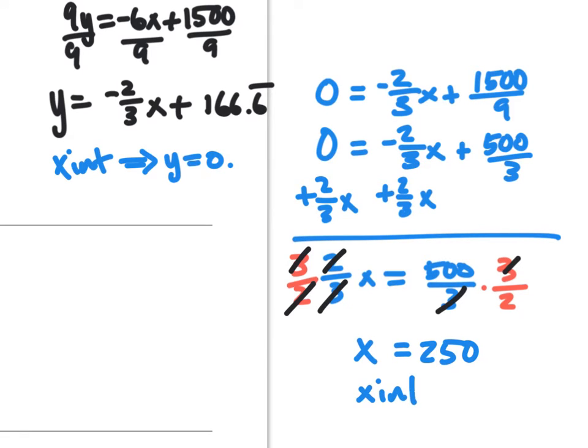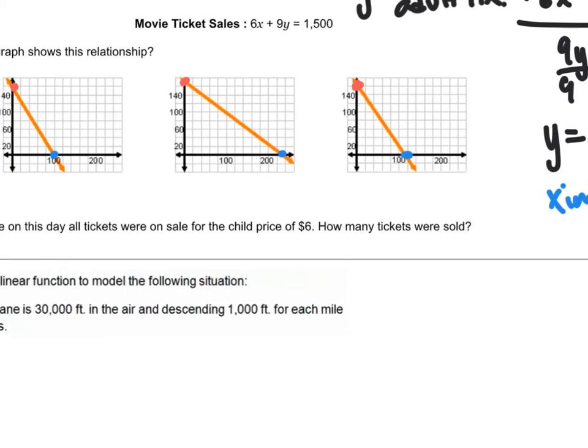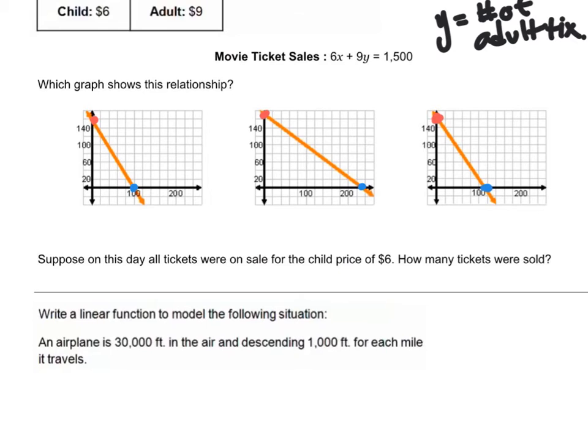So this is our x-intercept. All right, so I'm going to come back over here, and I'm going to say the one that lands at 250 is this one. Okay, 250, and this was 166.6 repeating. So this is the graph that represents the situation. Okay, now it says, and we kind of answered this question, suppose on this day, all tickets were on sale for the child price of $6. How many tickets were sold?